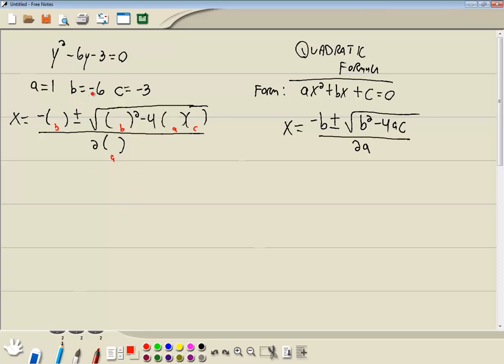Now everywhere I have a b in my formula, I'll plug in negative 6. Everywhere I have an a, I'll plug in 1. And everywhere I have a c, I'll put in negative 3. Now it looks like I should have put a y here instead of an x. So let me erase that.